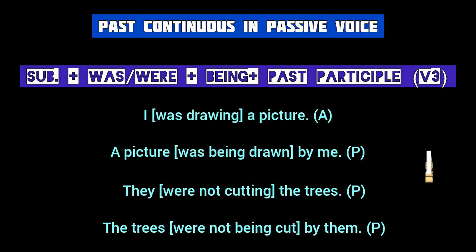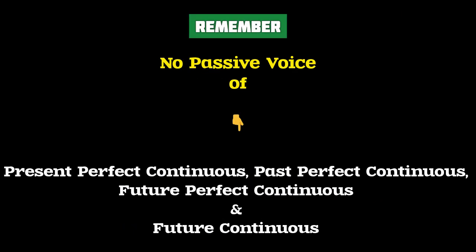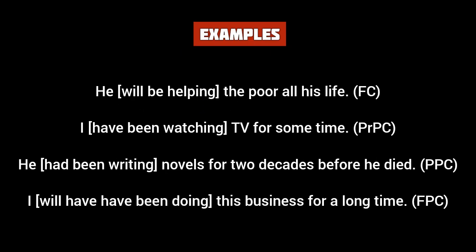In this way, we see that just like the present continuous tense, the past continuous can also be used in the passive voice. But what about the other four continuous tenses? Are they also used in the passive voice? No, the other four continuous tenses, namely present perfect continuous, past perfect continuous, future perfect continuous, and the future continuous have no passive voice. In other words, the three perfect continuous tenses and the future continuous tense are not used in the passive voice. Now see these examples on your screen.